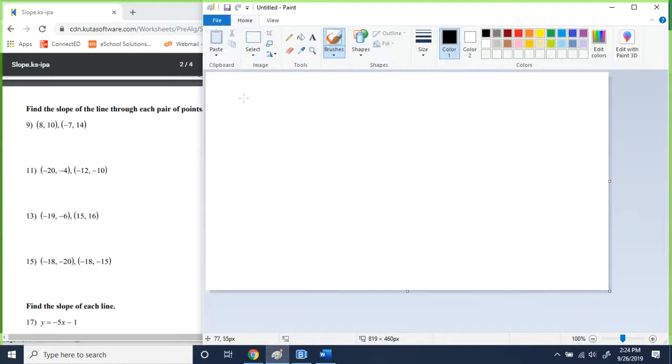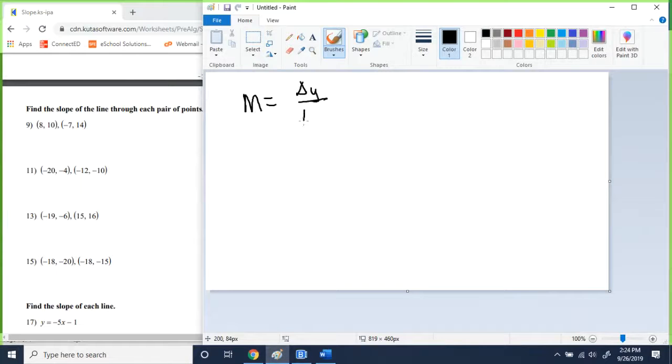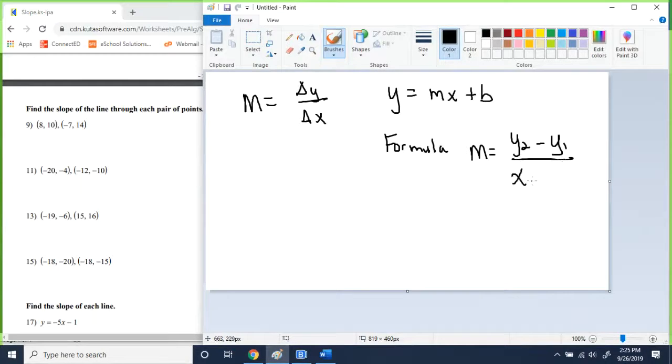points. Slope is the change of y over the change of x. You find it in the linear equation y equals mx plus b. And the formula that goes with finding slope when you have 2 points is y2 minus y1 over x2 minus x1.